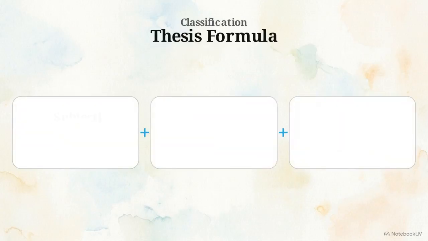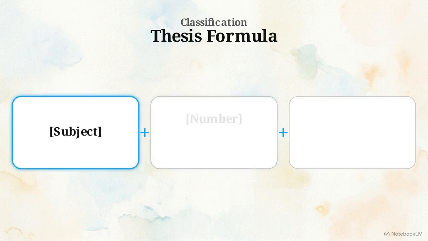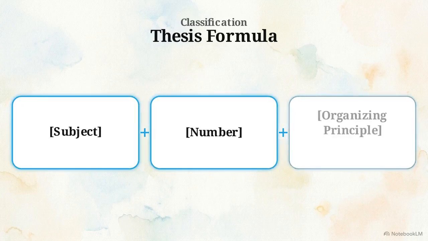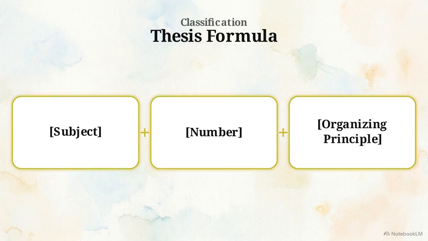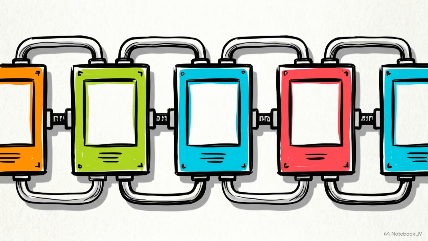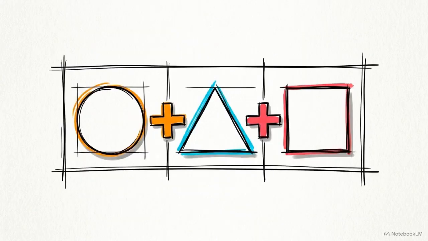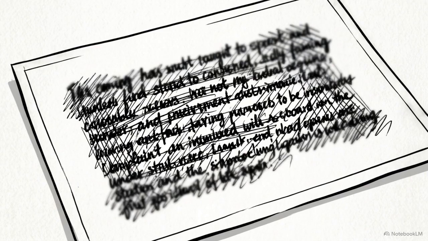Step 2 is drafting your thesis statement. For this specific essay format, your thesis must include 3 elements: the exact subject you are analyzing, the specific number of categories, and the organizing principle you just established. We can plug those elements into a strict formula. Your subject can be classified into a specific number of categories: Category 1, Category 2, and Category 3, based on your organizing principle. A vague statement like "there are many types of online shoppers" gives the reader no direction.